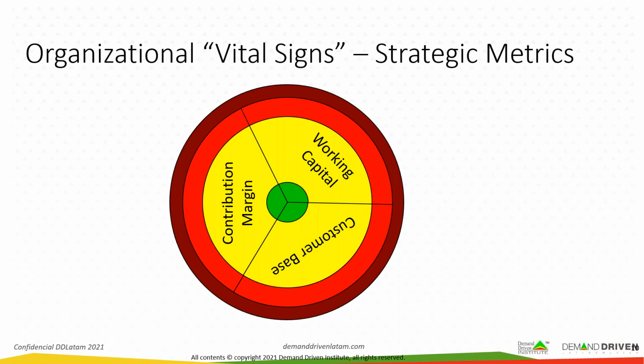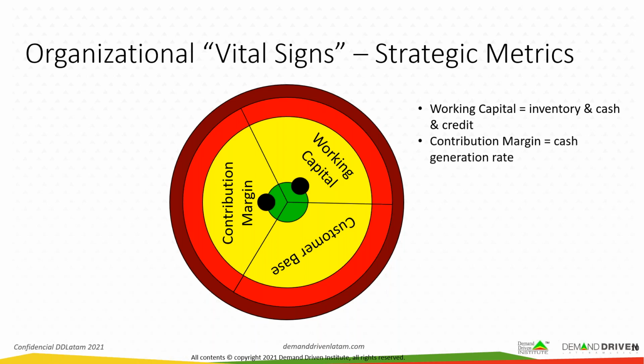The strategic metrics help us understand overall how a company is doing. So we have things called working capital. What's working capital? That's really money that's trapped in the business. It's our inventory, our cash, our credit. This is what we have invested in the business. And my contribution margin is my rate of cash generation.